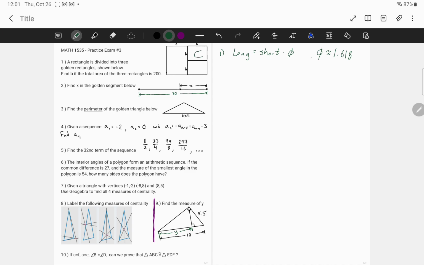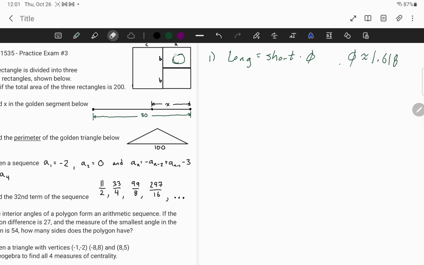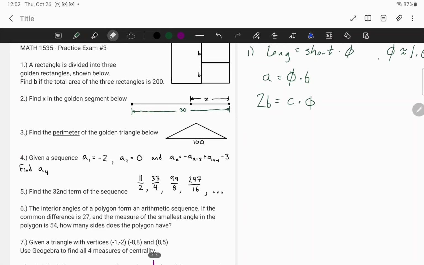Thinking about this one here, this has dimensions a by b, and so we could say something like a is equal to phi times b. For this one, we can think about this as being the long side, and this as being the short side. So we could say something like b plus b, or 2b, is equal to c times phi, right? Long side is equal to the short side times phi.